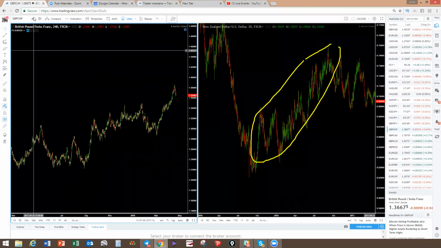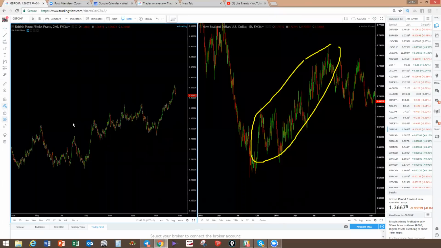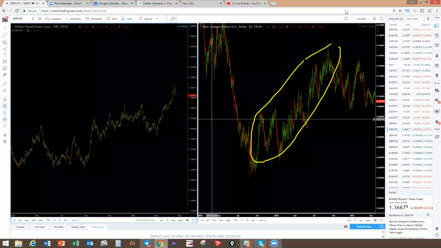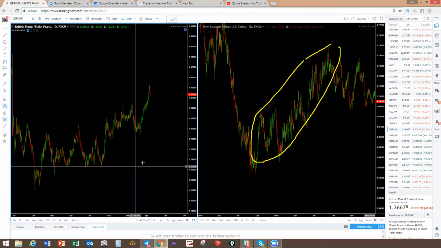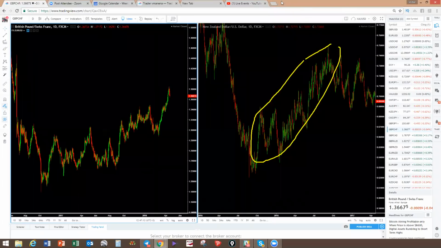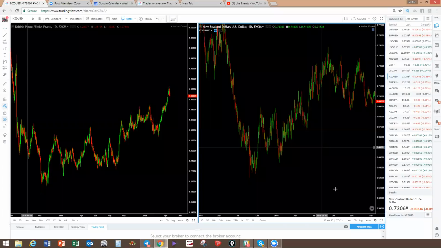Maybe I should go daily on pound Swiss as well, so you can see this amazing similarity. And if you've got that kind of similarity, I cannot imagine how you can trade with that confidence, and how you can actually lose money when you've got this at your disposal.